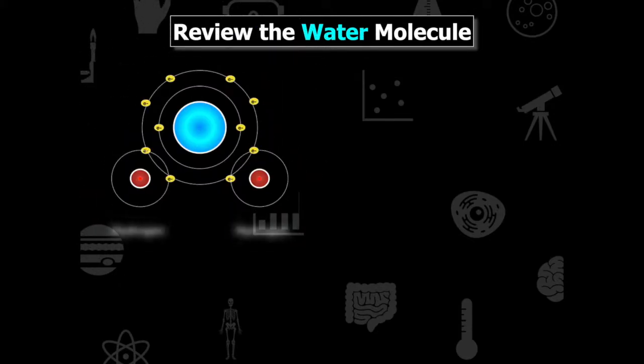So over here we have two hydrogens on the bottom of our water molecule, and then on the top we have our oxygen. Remember, it's 8 protons, 8 neutrons, and then we're sharing the electrons in covalent bonding amongst the hydrogens and the oxygen here.